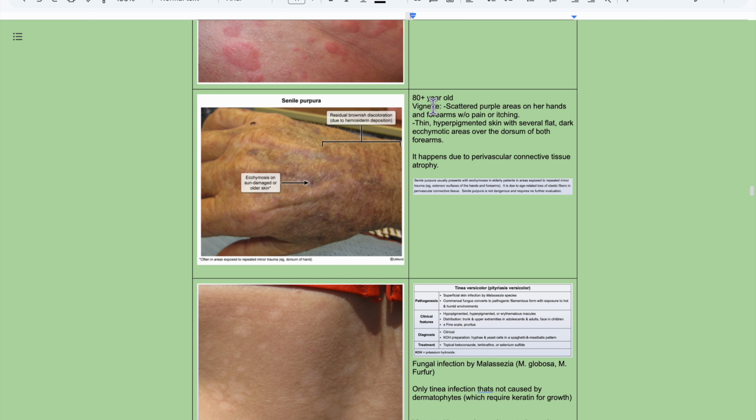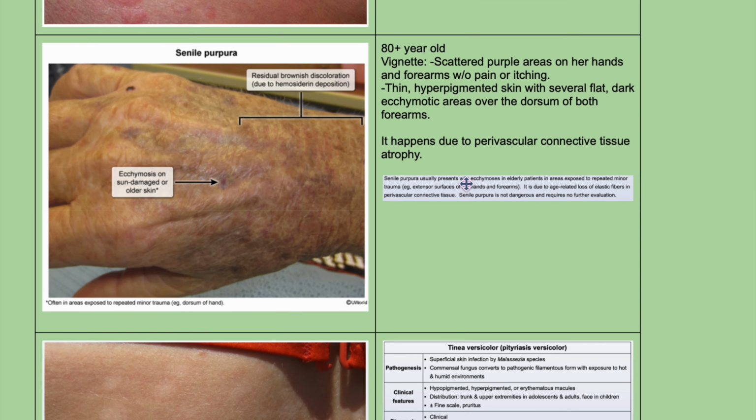The patient is usually 80+ years old, and the vignette is about scattered purple areas on her hands and forearms without pain or itching. Thin, hyperpigmented skin with several flat, dark, ecchymotic areas over the dorsum of both forearms. It happens due to perivascular connective tissue atrophy.